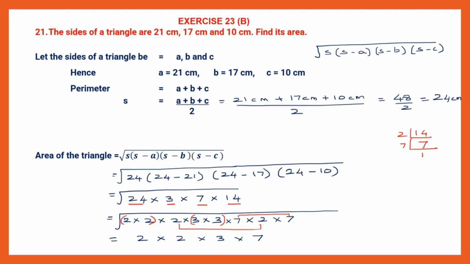Now let's multiply these. 2 2s are 4. 4 3s are 12, and 12 into 7, 12 sevens are 84. So we have found the area of the triangle, and that is 84 centimeters square. So we have found our answer. Area of the triangle is 84 centimeters square. So do it carefully like this. Remember to take out the prime factors, pair them up, take one from each pair and multiply and get your answer.